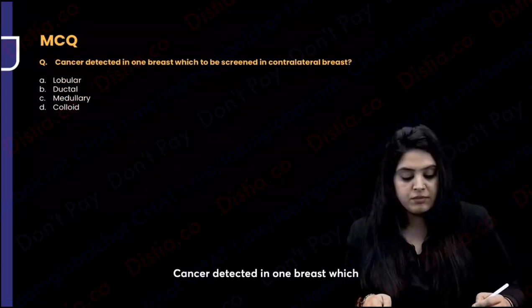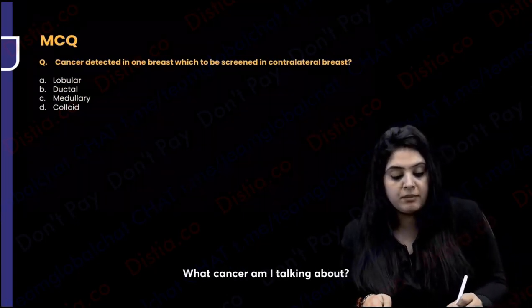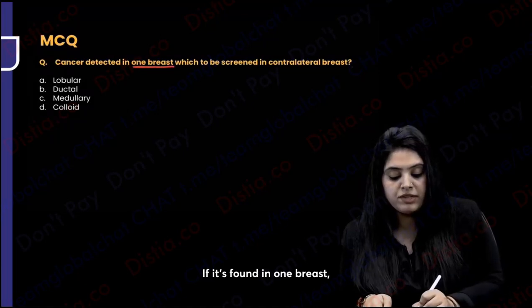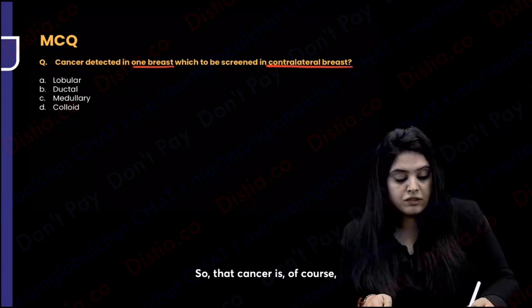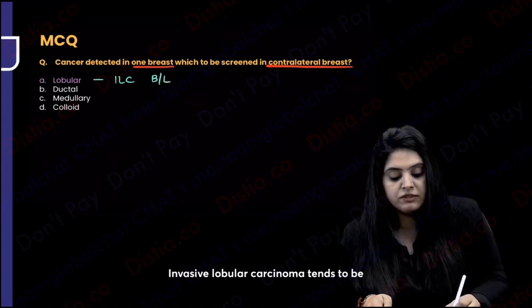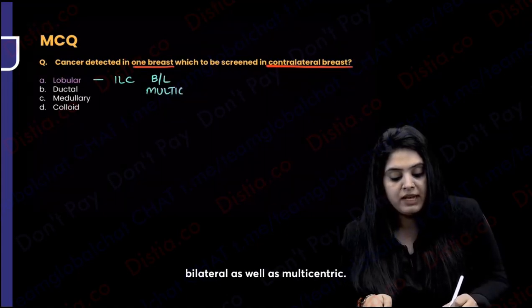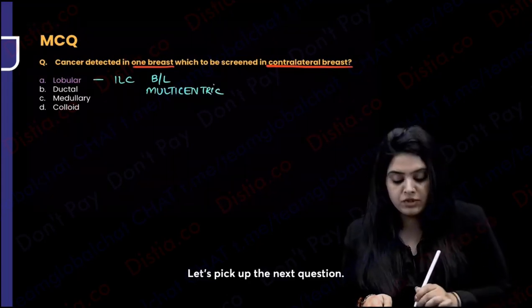Cancer detected in one breast, which needs to be screened in the contralateral breast also. What cancer am I talking about? If it's found in one breast, you have to screen the contralateral breast. So that cancer is, of course, invasive lobular carcinoma. Invasive lobular carcinoma tends to be bilateral as well as multicentric. Let's pick up the next question.